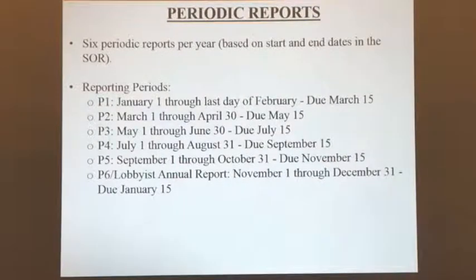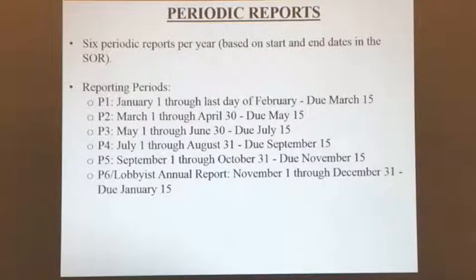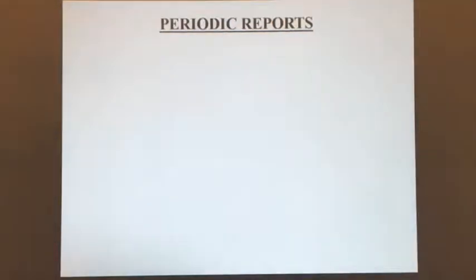So even if you only have maybe 2 months of activity in the beginning of the year, you still have to file the last report because you're required to file an annual report, and for ease and convenience, we've deemed the P6 to be the lobbying annual report. So just keep that in mind for your records. If you were to stop lobbying in the middle of the year, you'll still have to file the P6. If the deadline falls on a weekend or a city holiday, then the deadline will be the next business day.